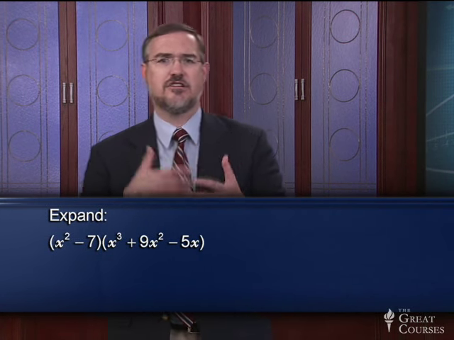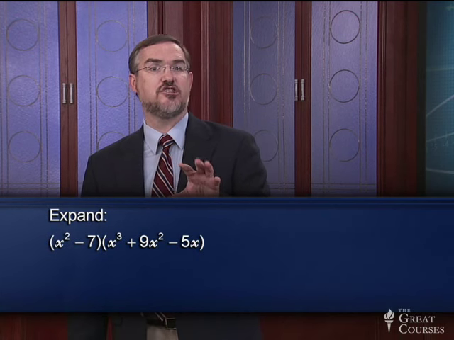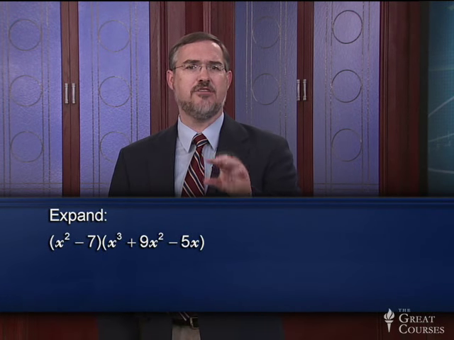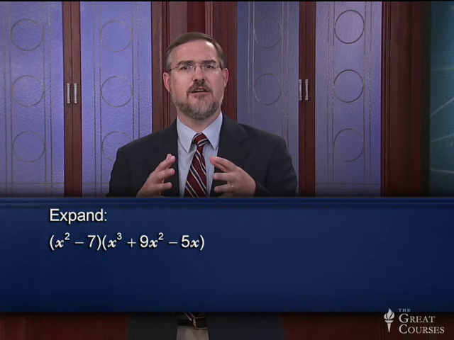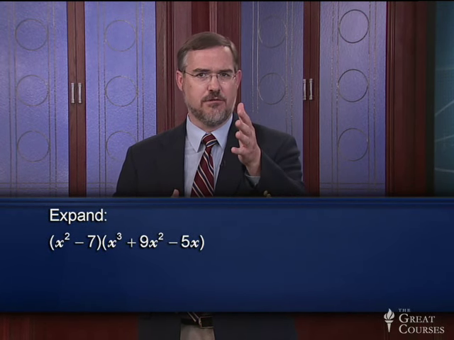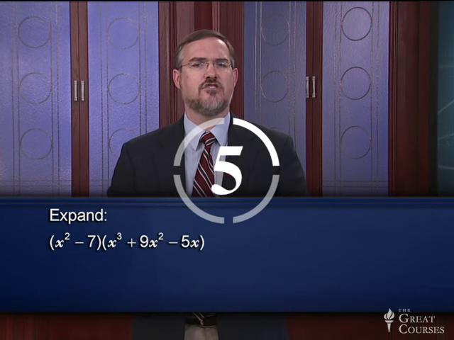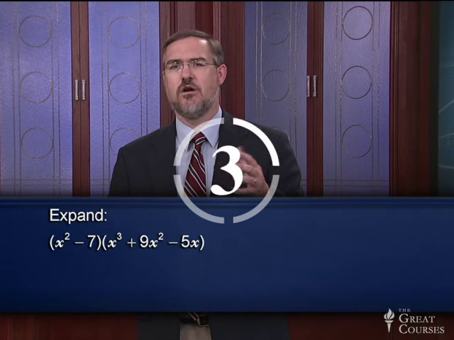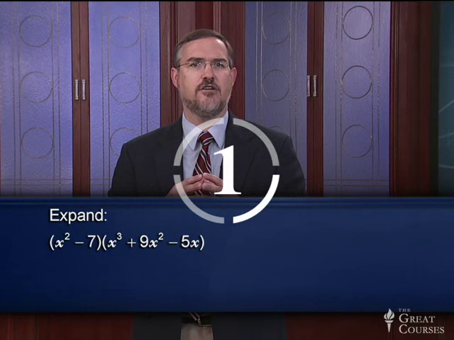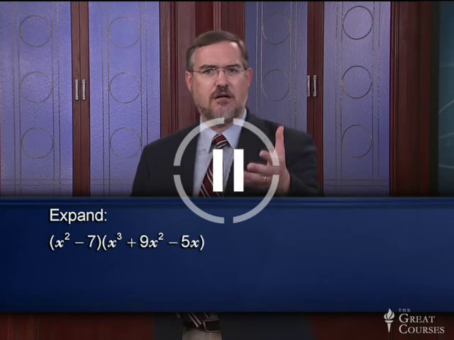So, given those comments, let me suggest that you try that expansion, that multiplication, and the combining that happens after. Let me remind you of the problem again. It's x squared minus 7 times x cubed plus 9x squared minus 5x. Try it yourself. Okay, here's how I would do it.